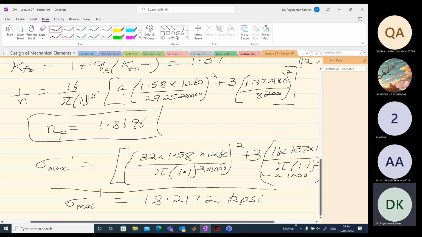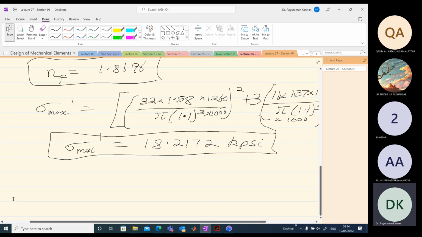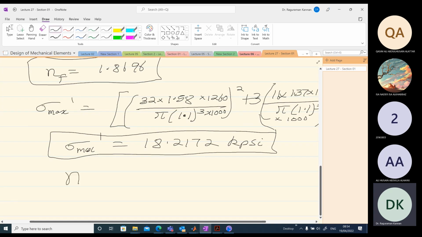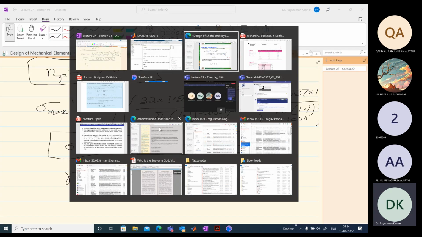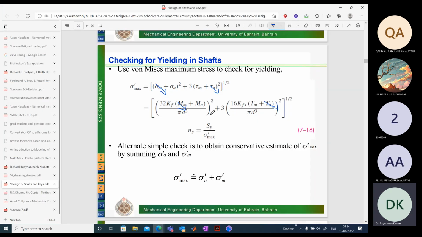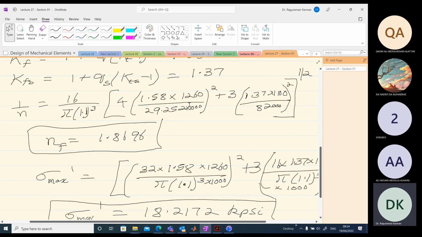Okay, so we have the sigma max prime. We can evaluate what is the yield factor of safety. We know what is SY. Let's see here. Back to the slides. We have SY over sigma prime max, the Von Mises maximum stress. That is what we have calculated here.